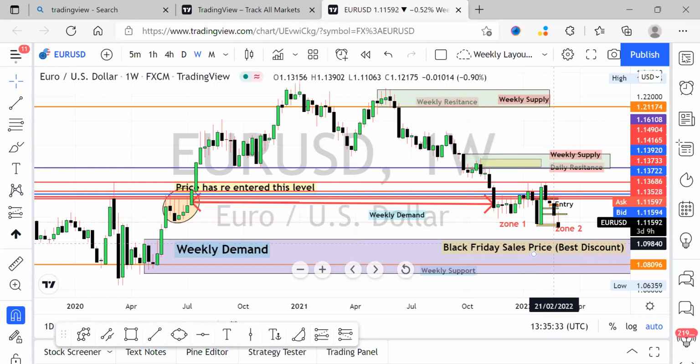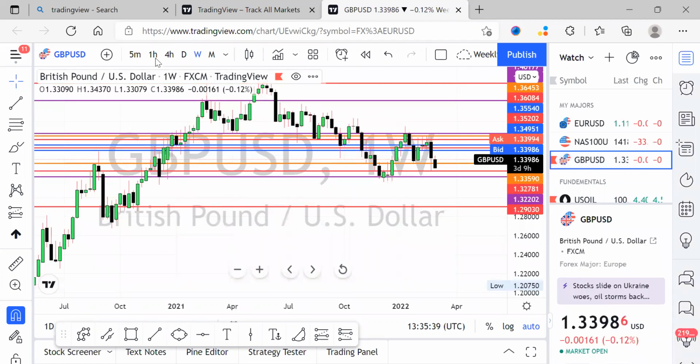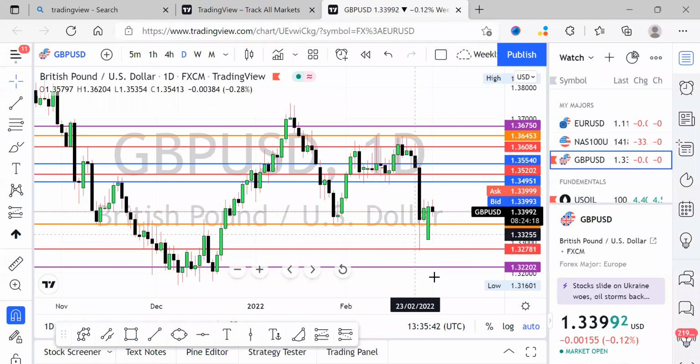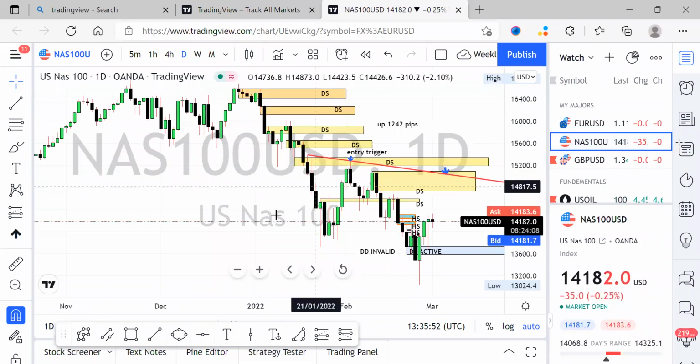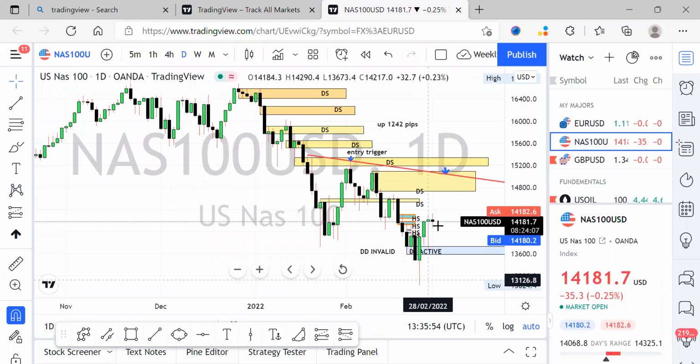If I now look at my GBP USD, that also is going quite well towards my target. The entry trigger was here. If you look carefully, this particular one is going quite well.